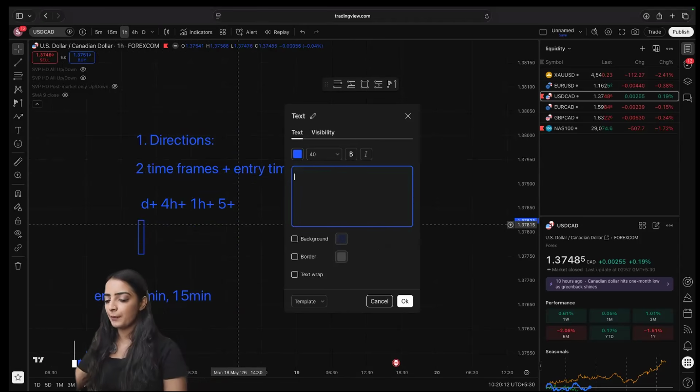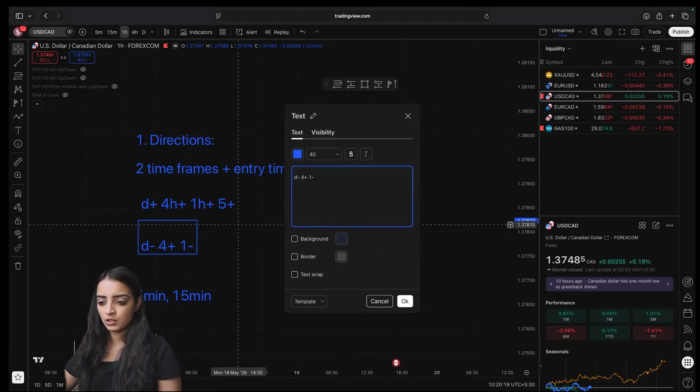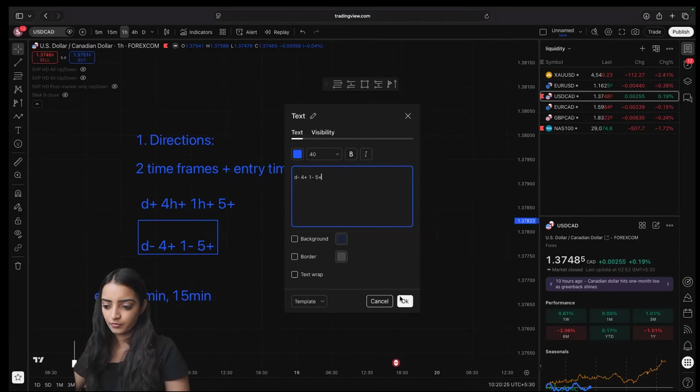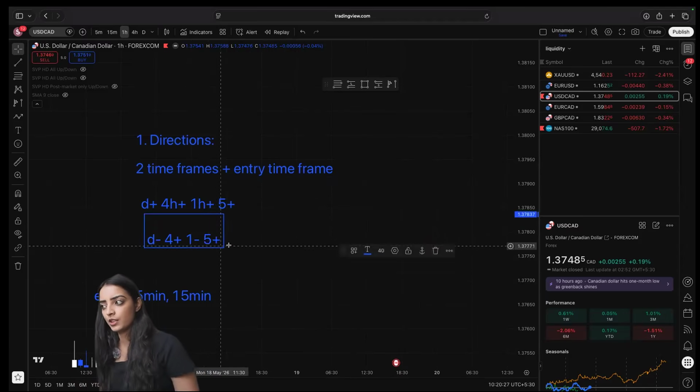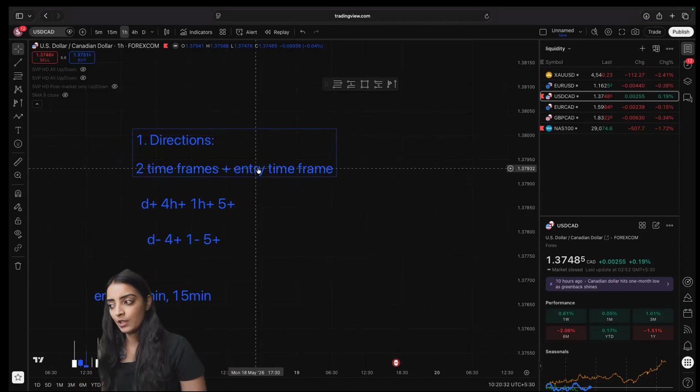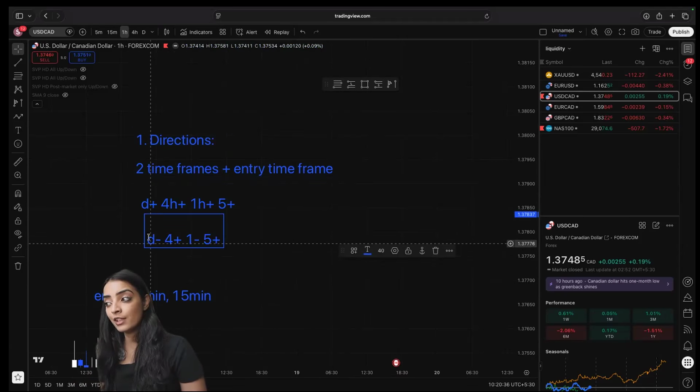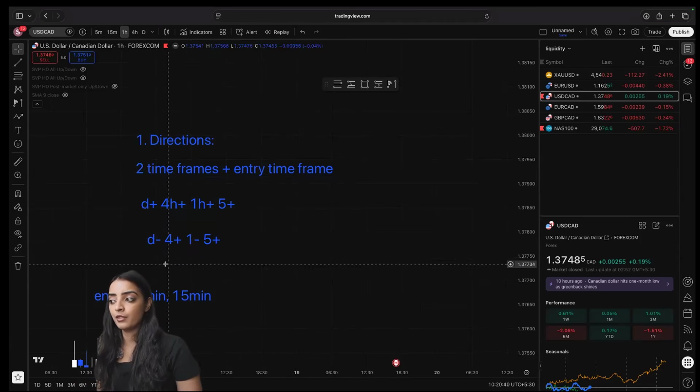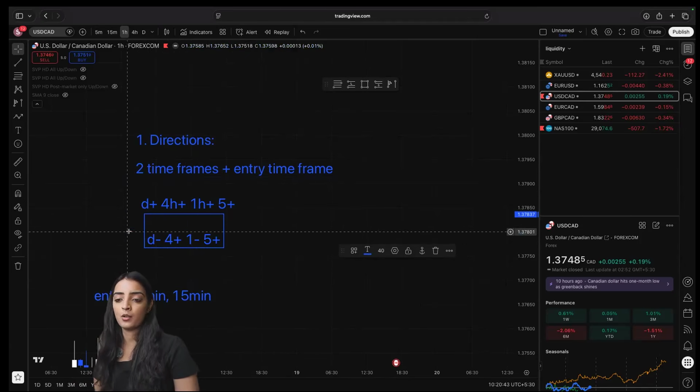Great. Now let's say I have daily bearish, 4-hour bullish, 1-hour bearish, 5-minute bullish. No trade. Even though entry is giving me a QM and the 4-hour is also with me, I need two time frames other than the entry time frame. If daily was at least bullish, then I would have had two time frames. Here I only have the entry time frame and one time frame, so I'll not do it.